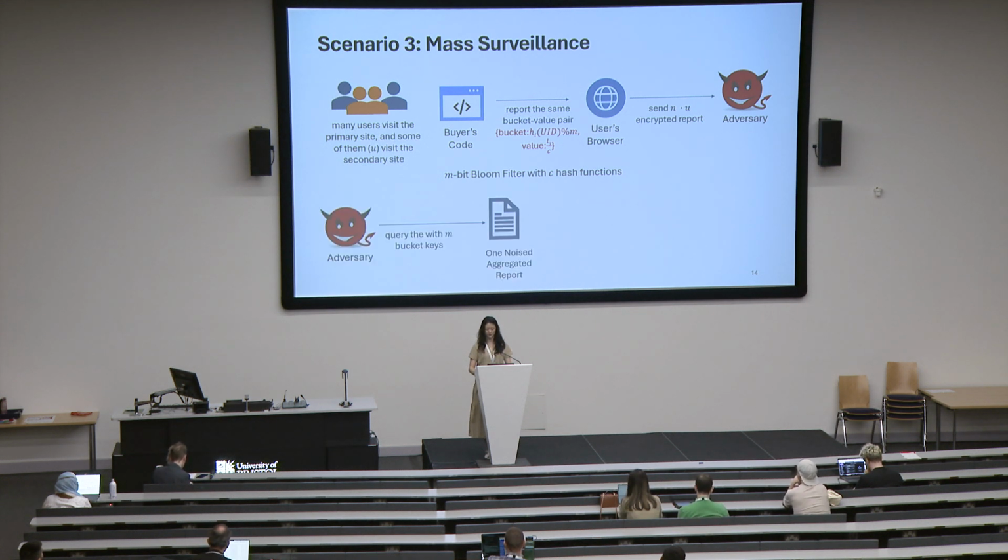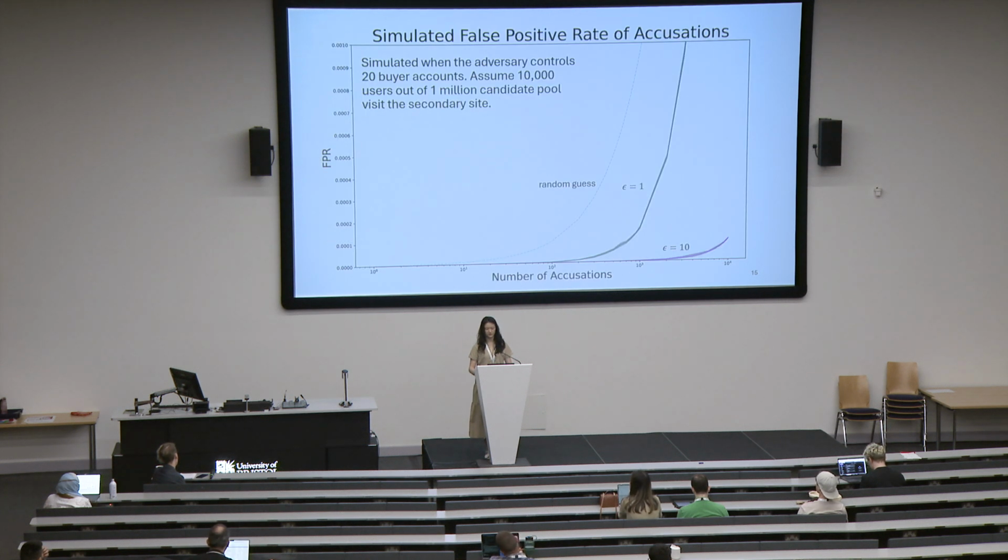And after querying the aggregation server with all received encrypted reports and all the bucket keys, for each UID in the large candidate pool, the adversary can compute a likelihood score and accuse some users with the highest scores. To evaluate the effectiveness of this attack, we ran simulations where the adversary controlled 20 buyer accounts, assuming there are a million users visiting the primary site and 10,000 of them actually visit the secondary site.